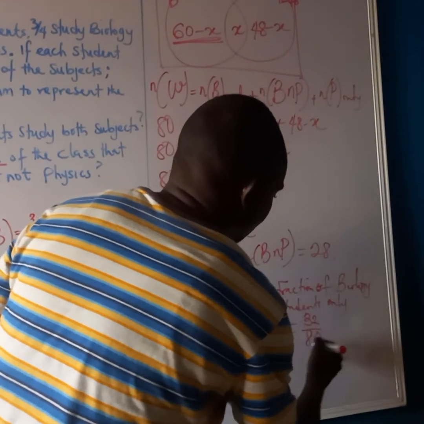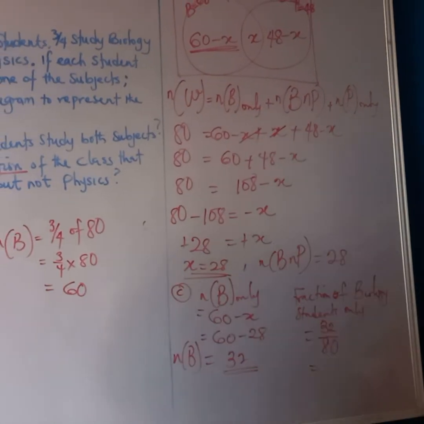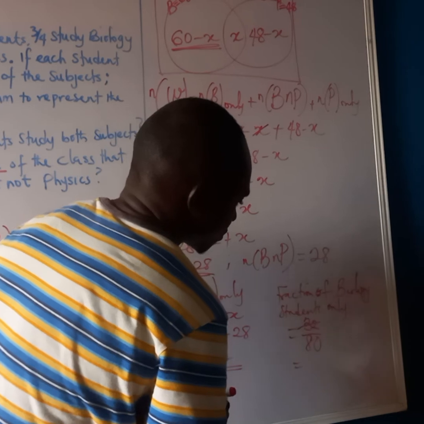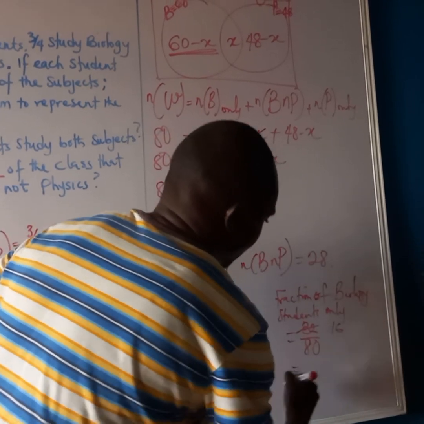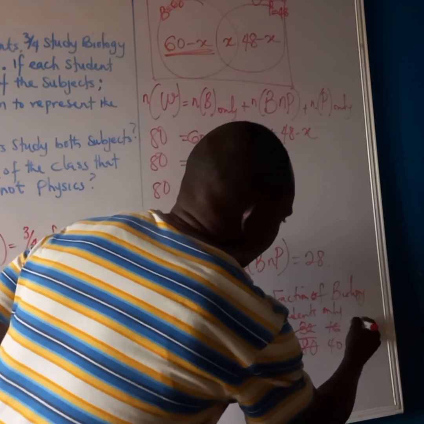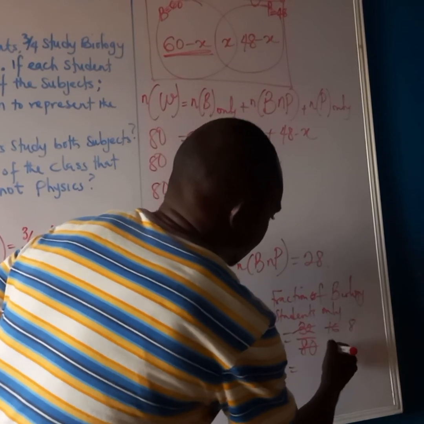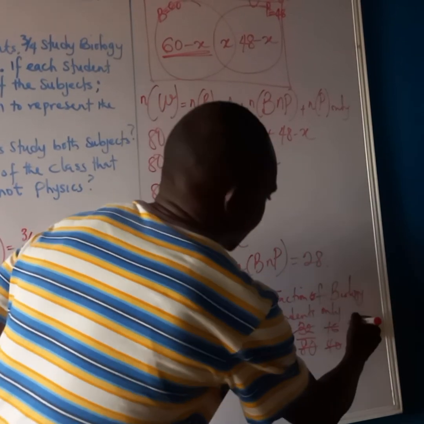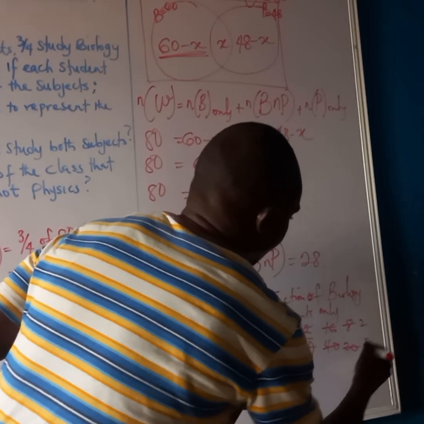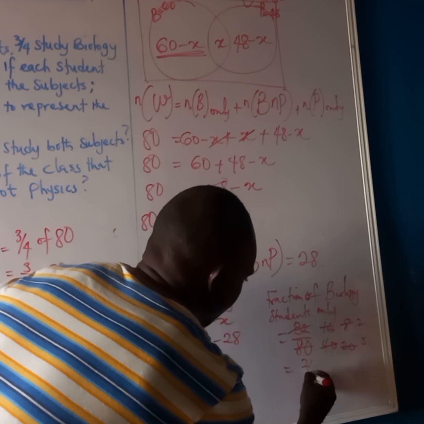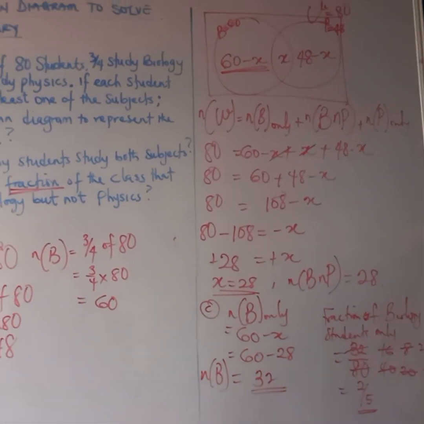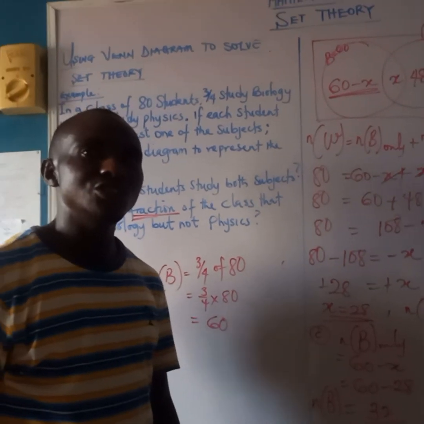And that gives us, dividing by 2: 16 over 40, then 8 over 20, then dividing by 4, we have 2 over 5. This is the final answer: the fraction of the students that study biology only.